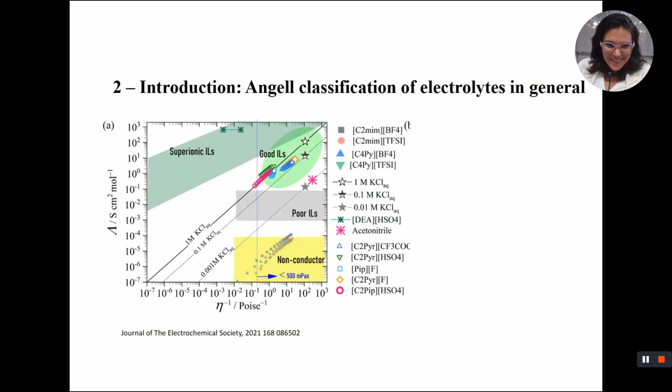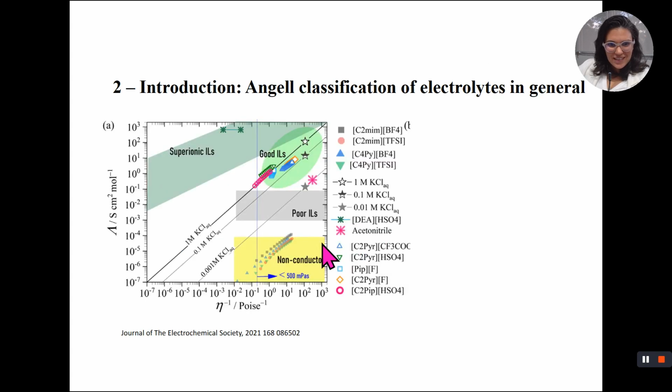What have I done? Well, I updated this graph. How? By searching for recently prepared and characterized ionic liquids, which in my opinion could be good candidates for a technological reactor to be employed for electrocatalysis of carbon dioxide, for instance. Here, we have in this region imidazolium-based ionic liquids. In this region, good ionic liquids, and here a sort of superionic liquid. And as you see here, there are some colors for the Angell classification.